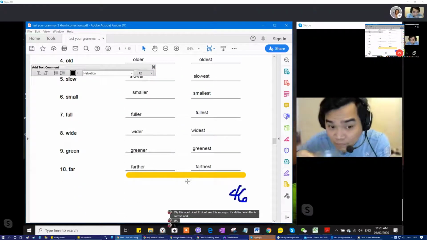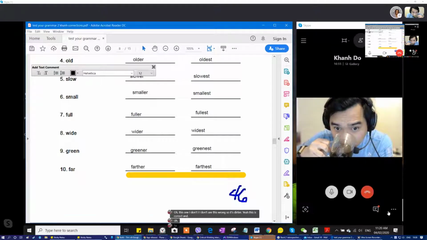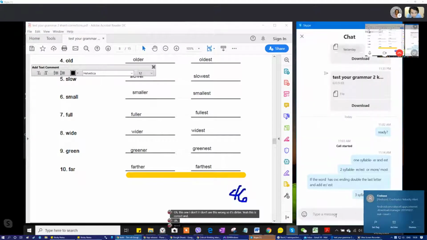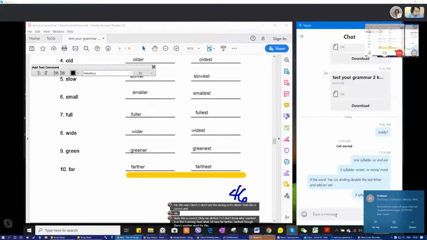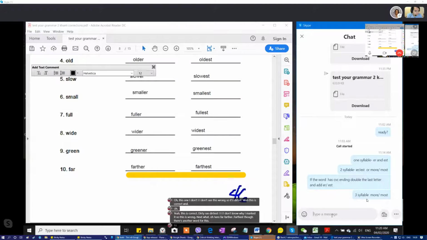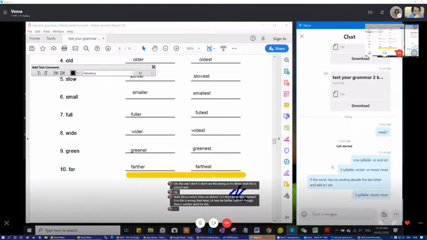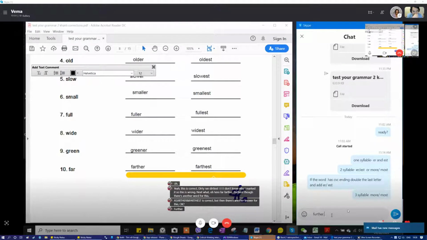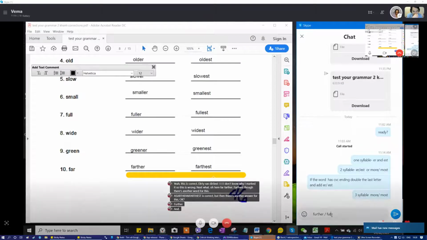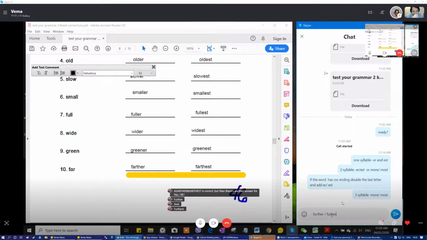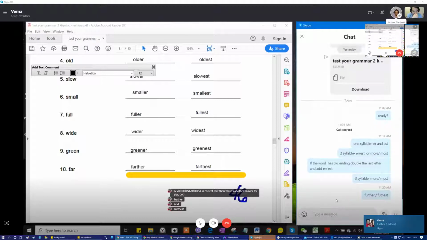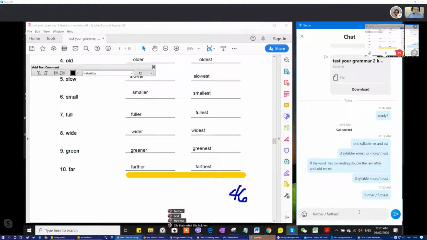Here. Far, farther, farthest. Though there's another word for this. Farther and farthest are correct, but then there's another answer for this. Further and furthest. Hold on. Furthest. There. So further and furthest.